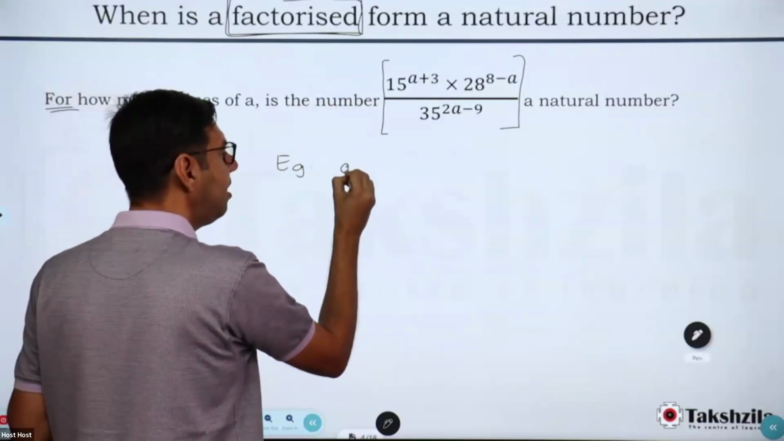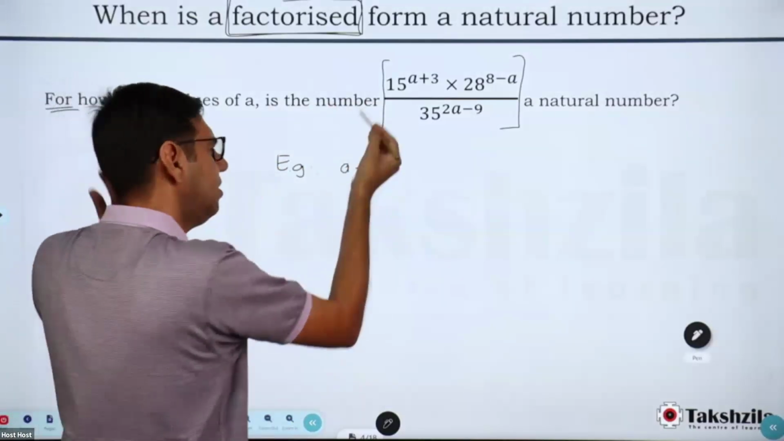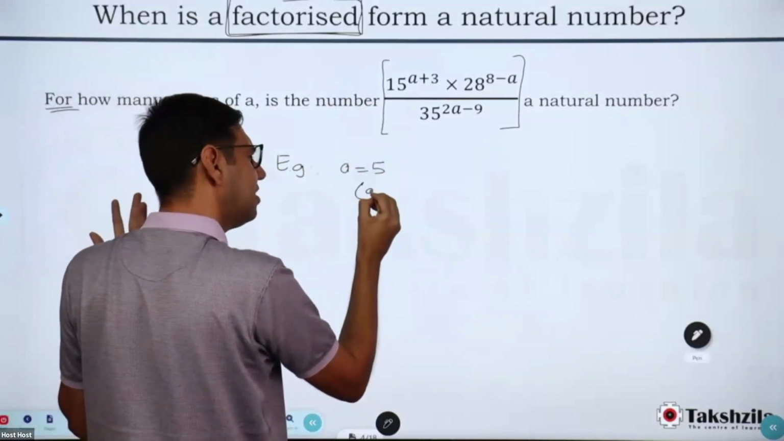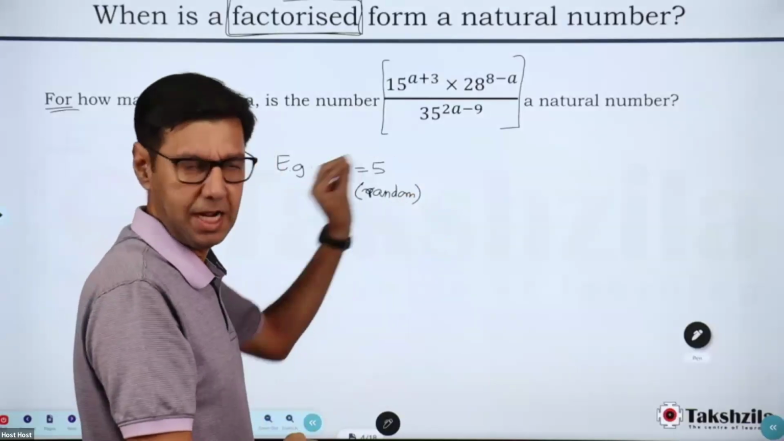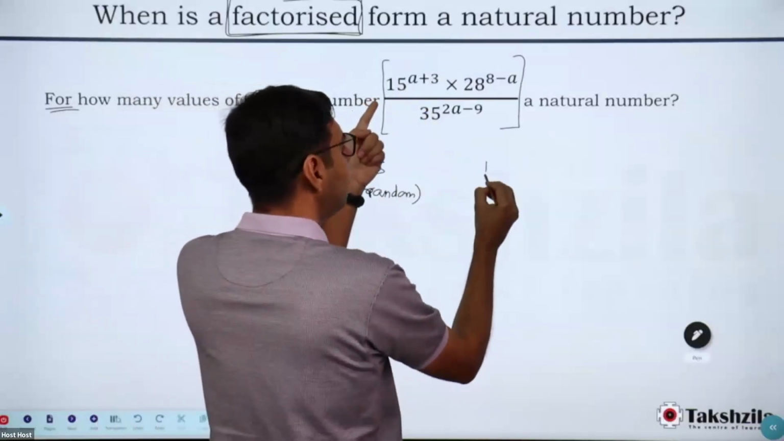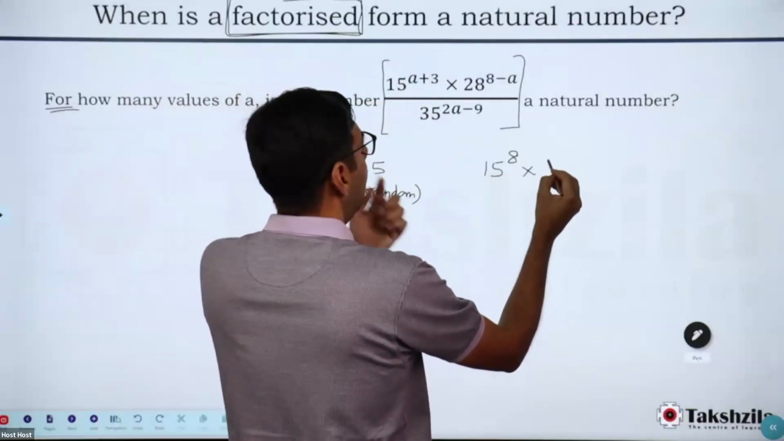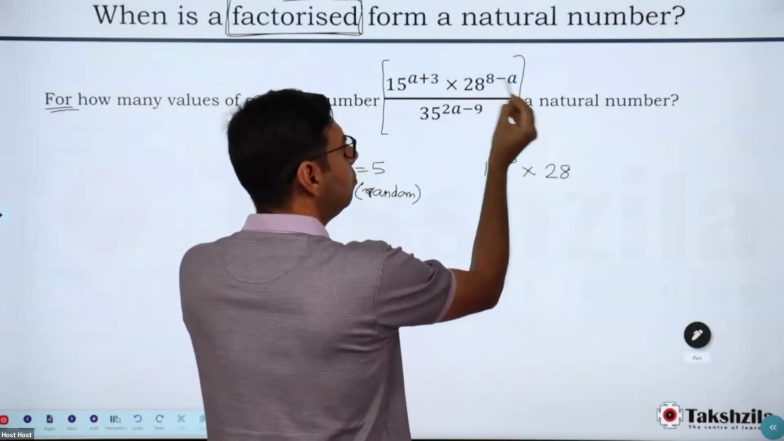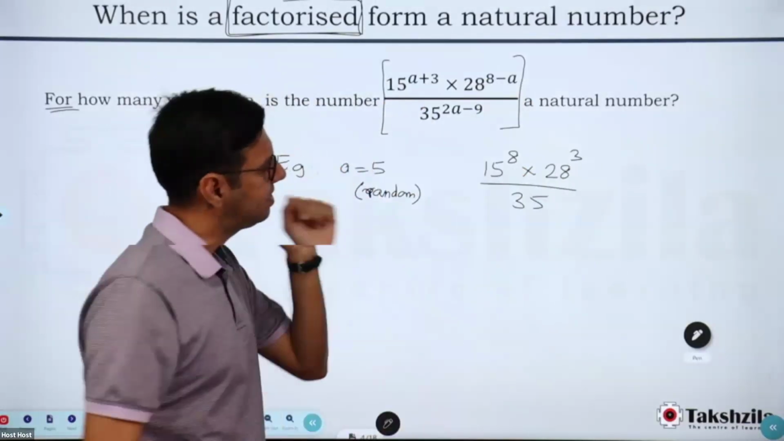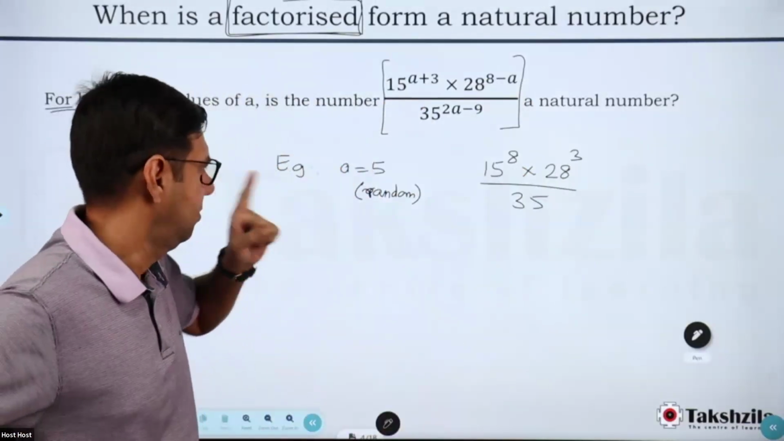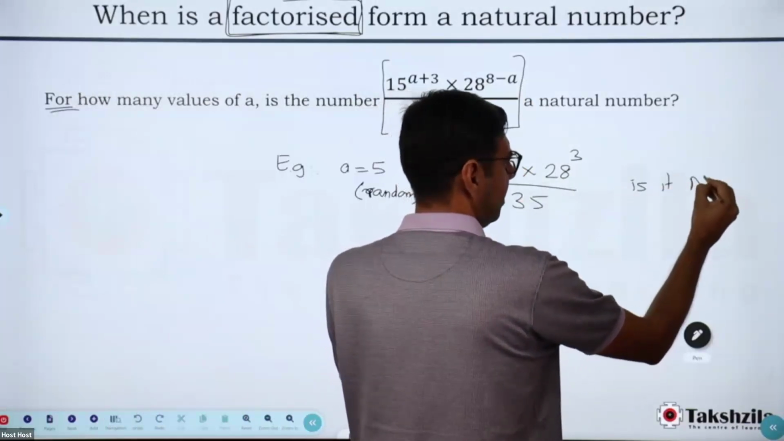So for example, if I take A equal to 5, just now this is a guess, randomly chosen to explain for those who do not understand. If A is 5, tell me what will this become? 15 raised to 8, 28 raised to 3, and tell me what is this? 35. Now, is this a natural number? Is it natural? That's the question.